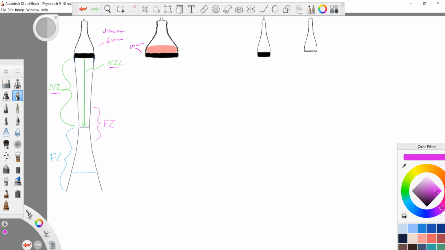And by the way, I did not draw this very well to scale because, well, anyway, shut up, Kurt. Just stick with what you're sticking with.